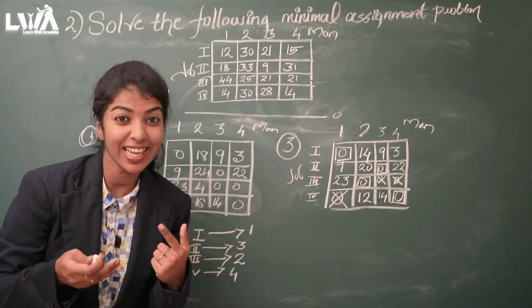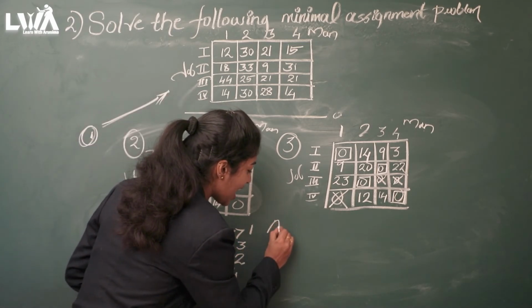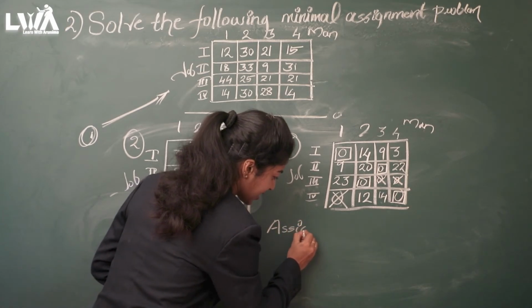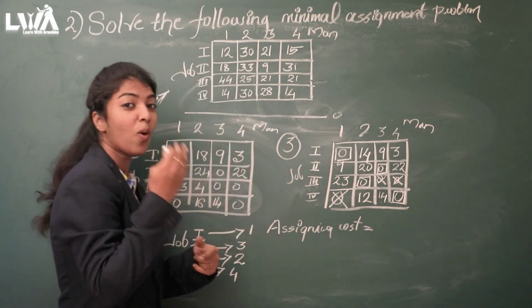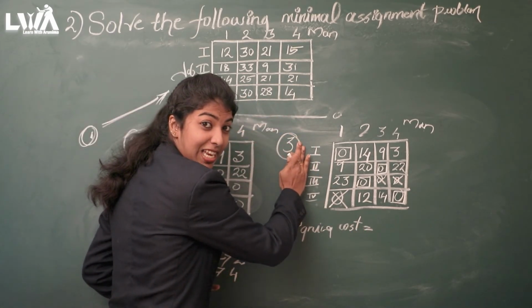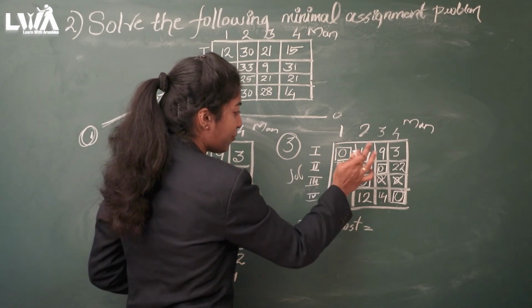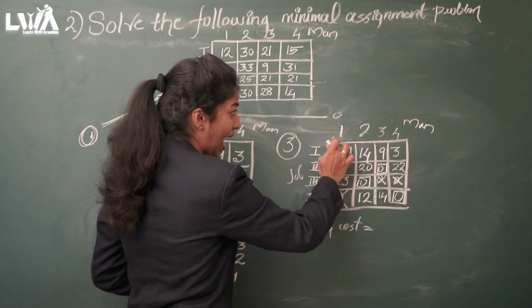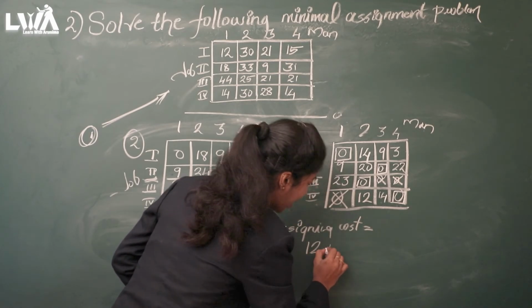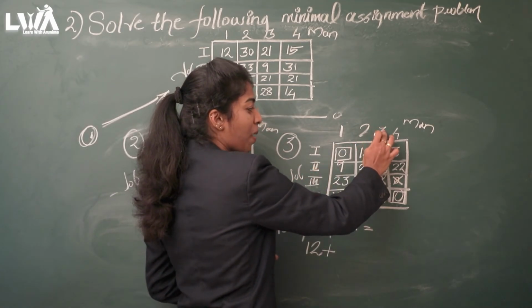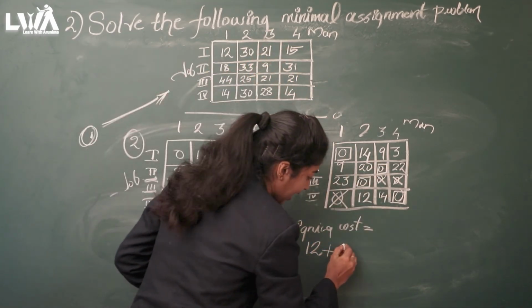What is the next thing? We have to check the assigning cost, right? Assigning cost here is what we have to do. We have to check the last matrix with the first matrix. So here in the first part, job 1, man 1. What is the value here? It is 12. So 12 plus, then job 2, man 3. What is the value here? Job 2, man 3. It is 9.